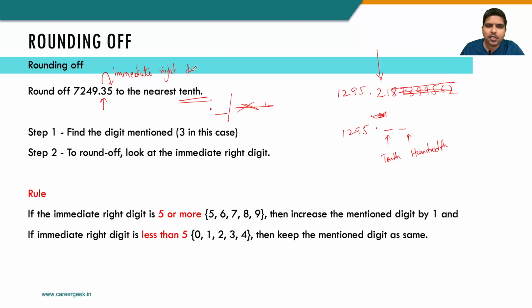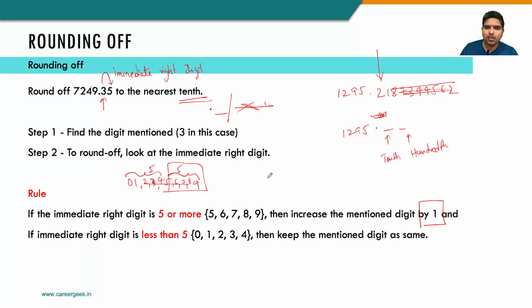Immediate right digit. Now, if the immediate right digit is 5 or more, we have seen the digits in maths are 0 to 9, right? There are 10 digits, so the first 5 digits are 0 to 4 and the last 5 digits are 5 to 9. Now the rule says if the immediate right digit is 5 or more, you increase the mentioned digit by 1. That means you will round off that 3 to 4.